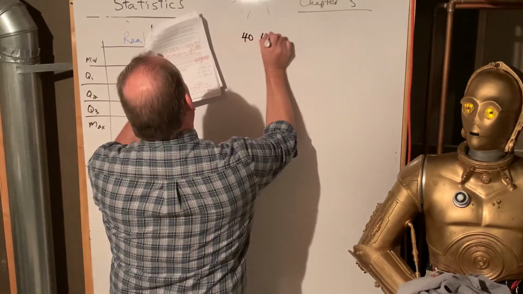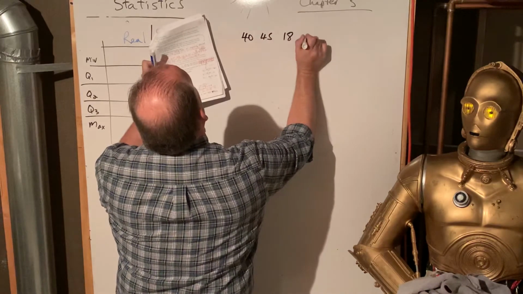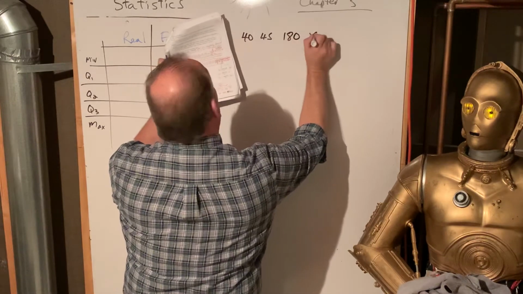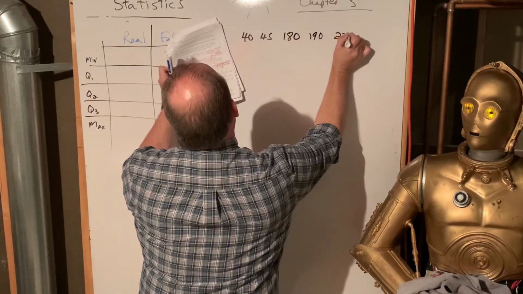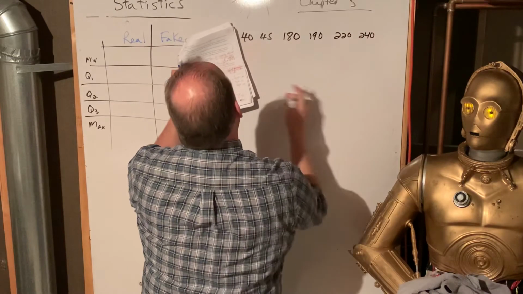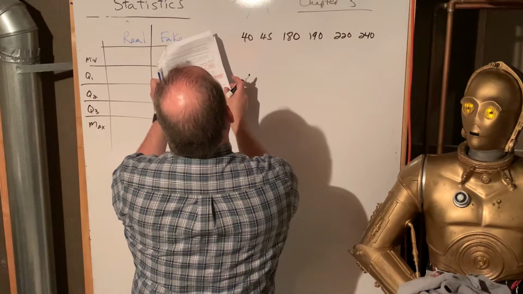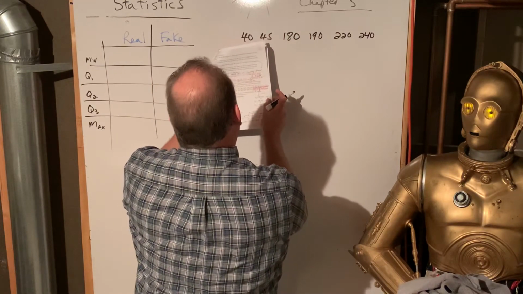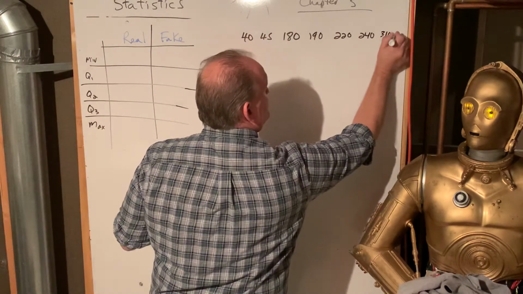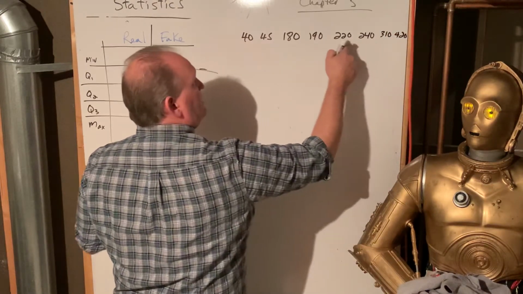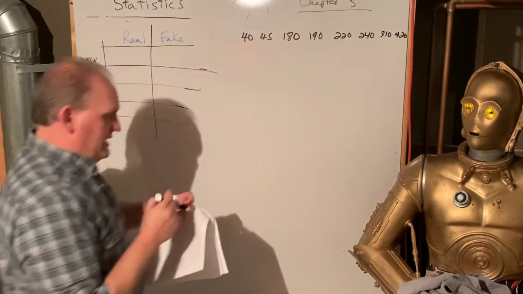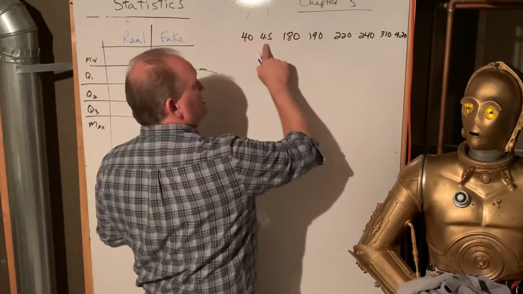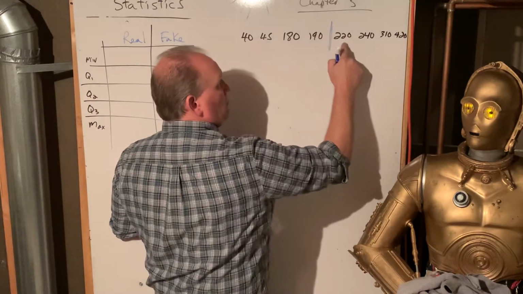It is 40, 45, 180, 190, 220, 240. What do we got there? 310 and 420. So there's 1, 2, 3, 4, 5, 6, 7, 8 pieces of data. So that means it's an even set. So we're going to take this 1, 2, 3, 4, and 1, 2, 3, 4.